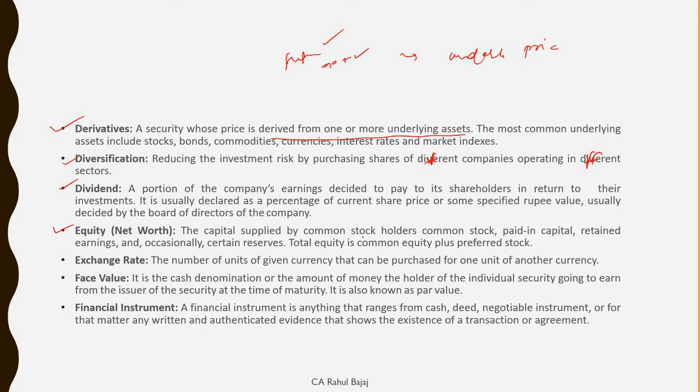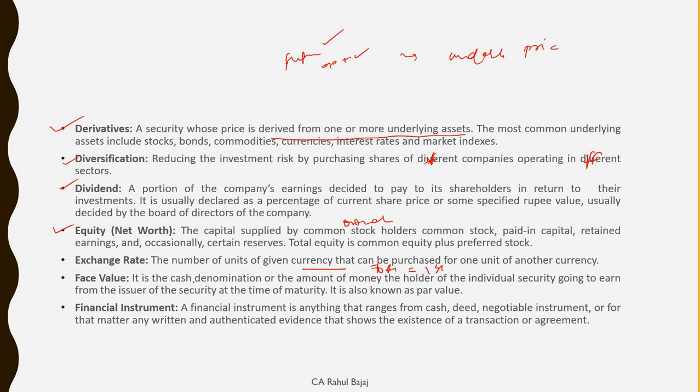Equity: the capital supplied by common stockholders, that is equity. So owner's fund is equity. So when you invest in a company, then you become part of equity. Exchange rate: the number of units of a given currency. Exchange rate, okay, 170 rupees equal to $1. That is my exchange rate.